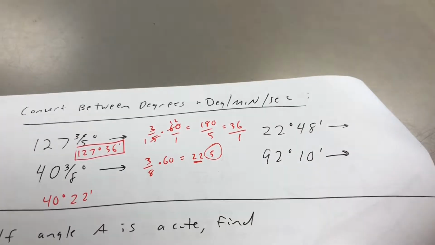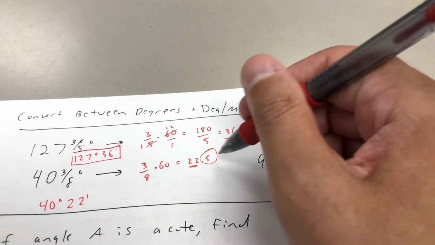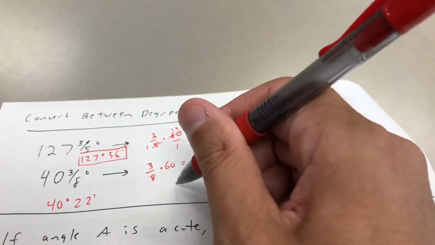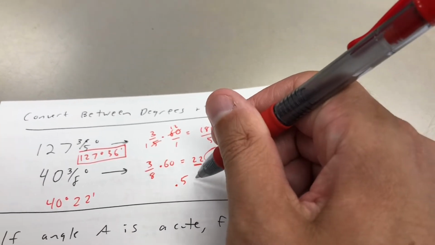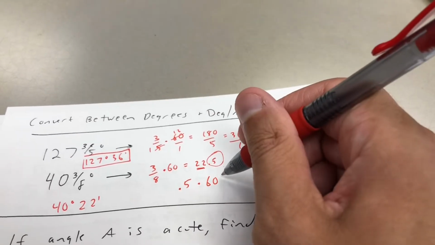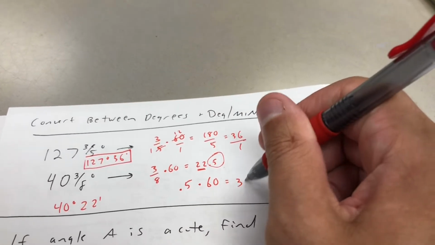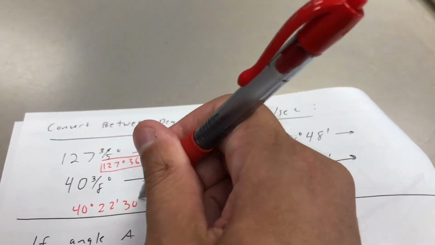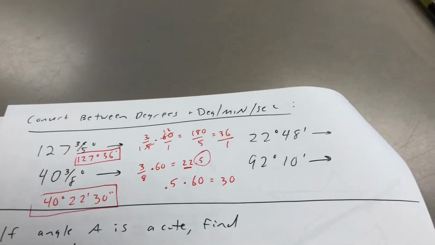We haven't seen that a lot in these problems. You can use that as 0.5 or half. But anyway, I want to take 0.5 times 60 seconds. And of course, that's 30 seconds. And so, a little bit less likely to show up on the test, but it could show up.